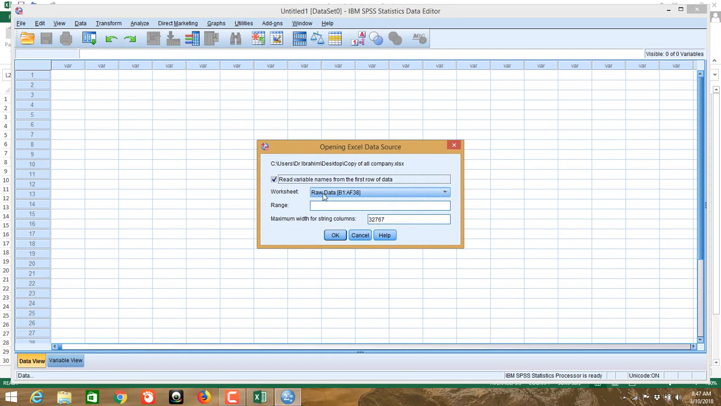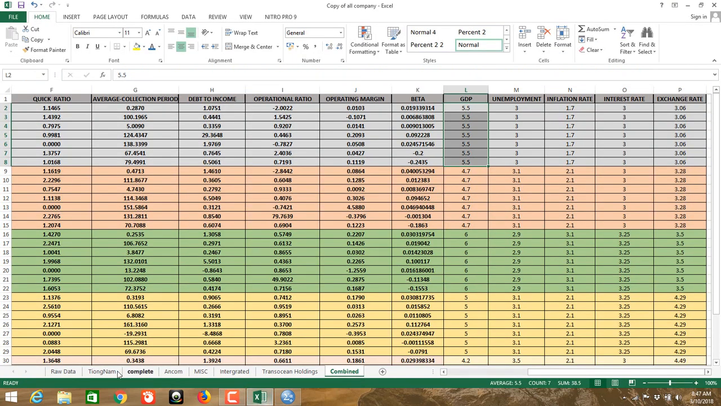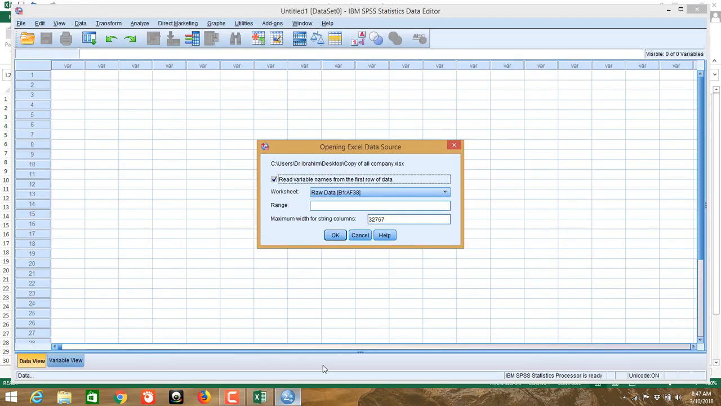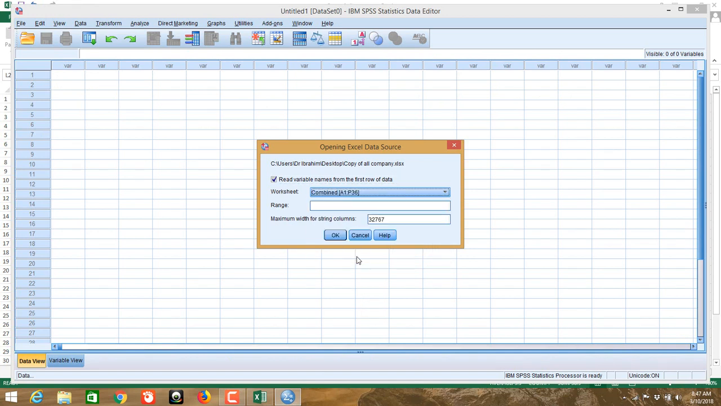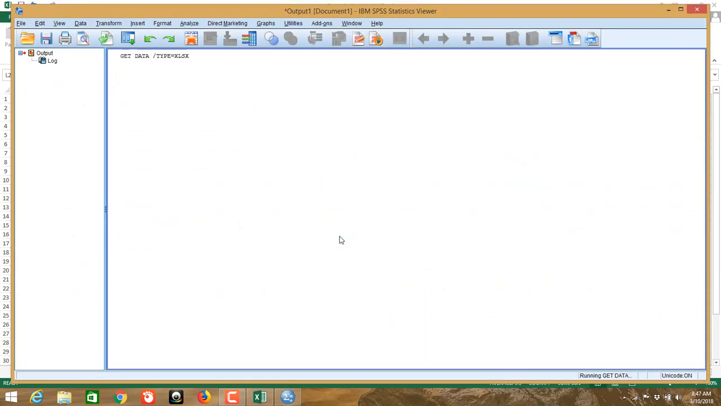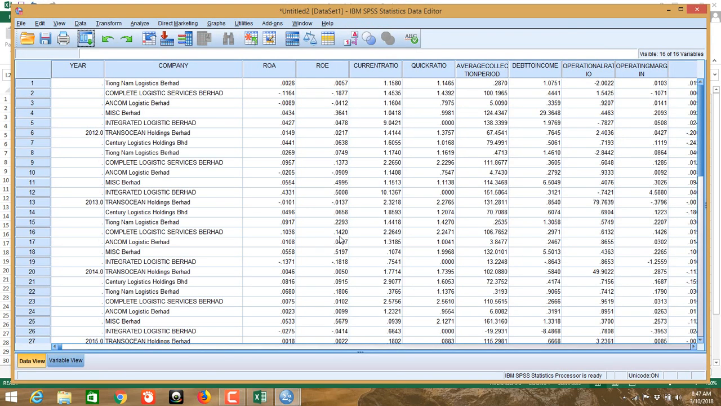You have to indicate which sheet, because in your Excel there are many sheets here, you see. So my sheet is Combine. So I go for Combine, the last one. Okay. Alright, once you click OK, the data will be loaded into SPSS.